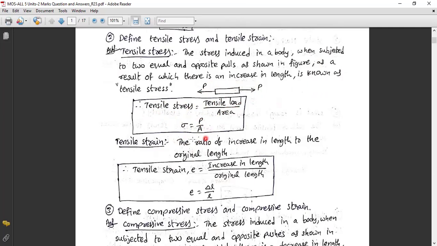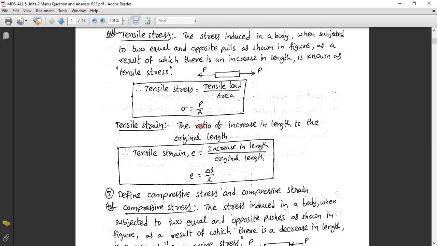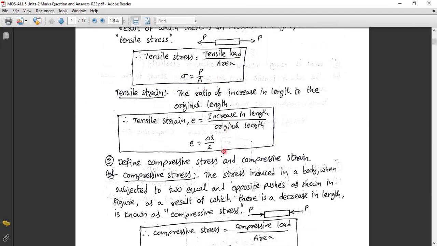Tensile force is related to the stress formula. There also we discussed force by area, and here also we say tensile load upon area. These are almost the same; they are talking about forces.